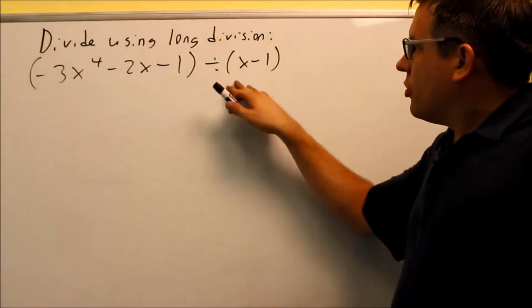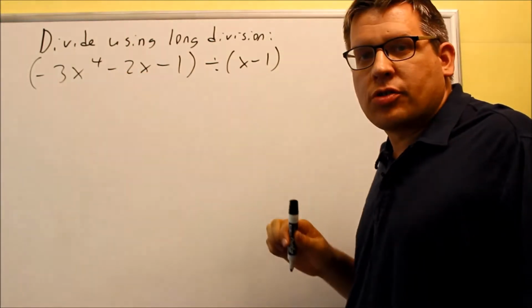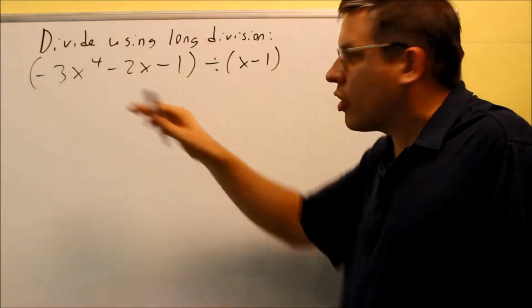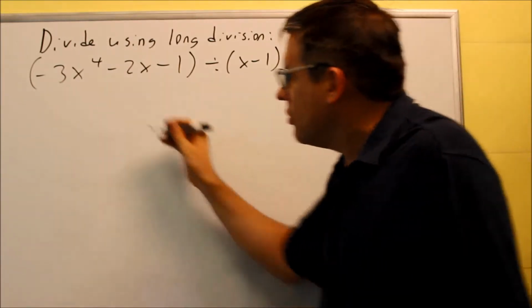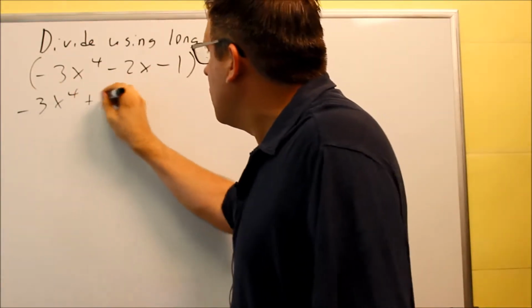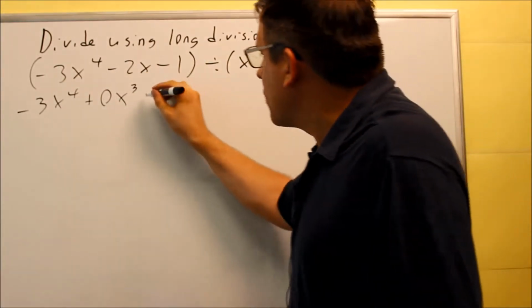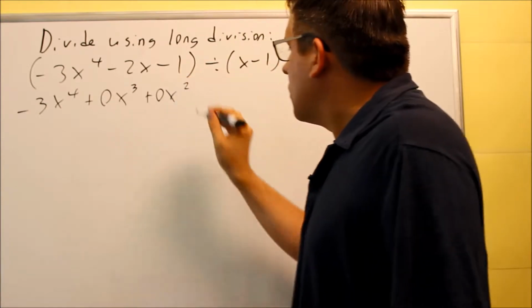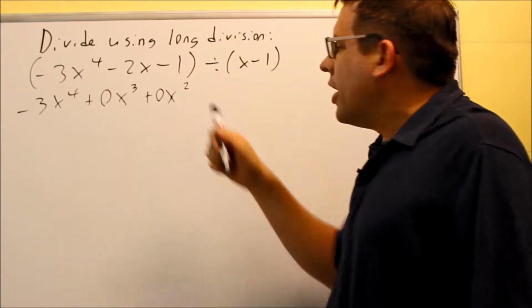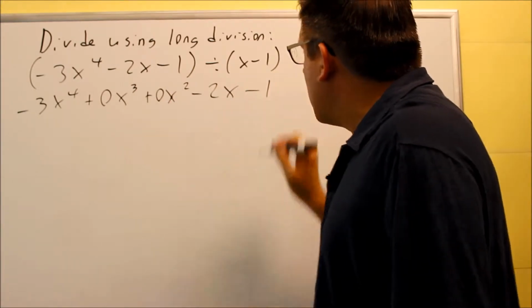Okay, so one more we'll do. We have descending powers, however we're missing a bunch of terms here, so we want to make sure we write it correctly before we set up the long division. Negative 3x to the fourth, we're missing the cube, so we have to put in a 0x cubed for that one. We're missing the square term also, so we need another 0x squared there. We have the minus 2x, and we have the minus 1.